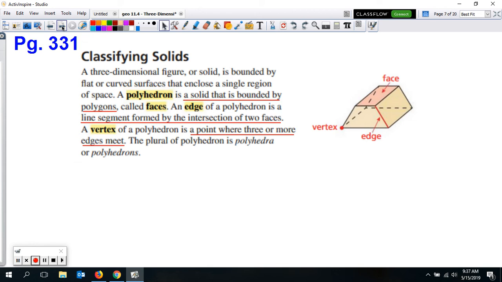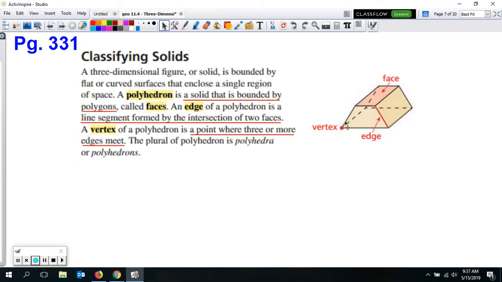And so you have all these things called the faces. The faces are all like the sides. Basically, for faces, you can write down that's the sides of your solid. And all the sides would need to be polygons in order for it to be a polyhedron. An edge of a polyhedron is a line segment formed by the intersection of two faces. So we have an edge right over here between these two.